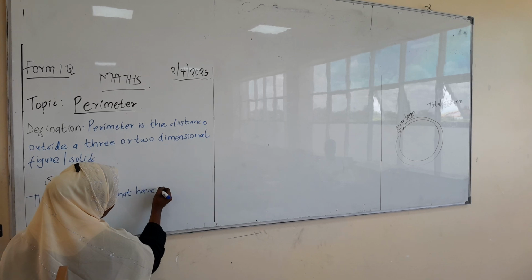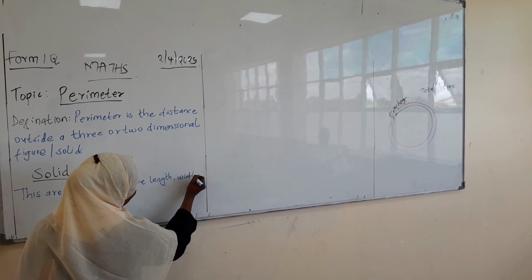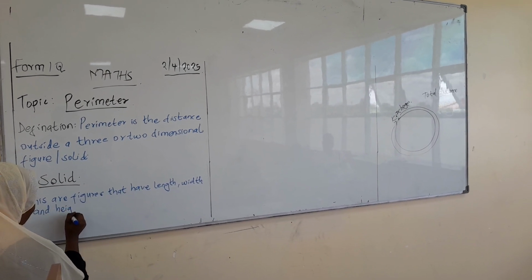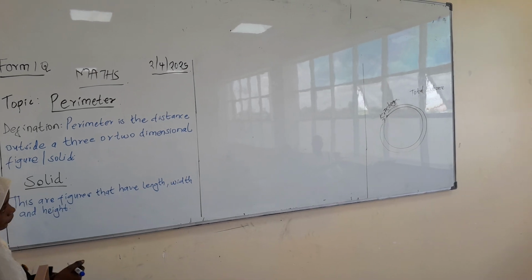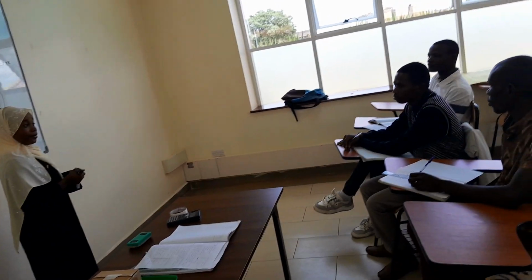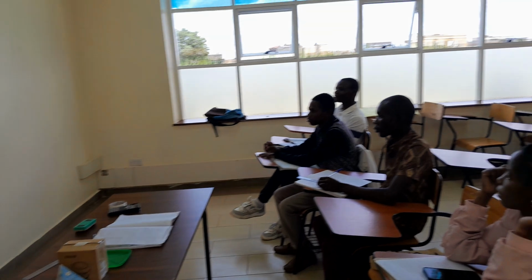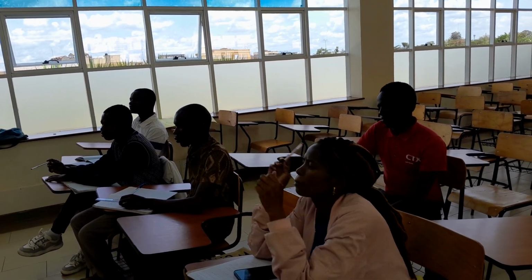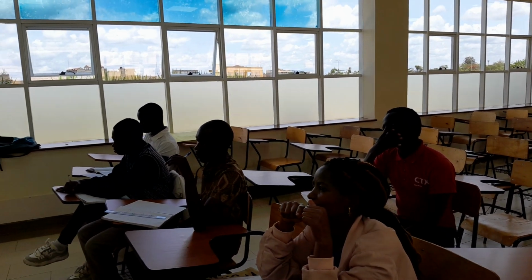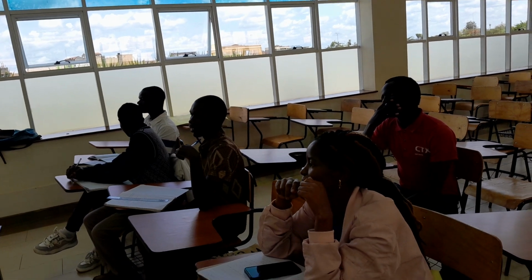that have length, width, and height. Can you mention some of the solids that you know? Yes? Cube. Remind me your name. Oh, yes, Assisi. Cube. Anyone else? Yes, Linda? Cuboid. Cuboid. Marauni? Trapezium. Oh, trapezium.